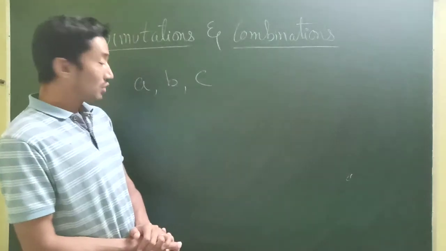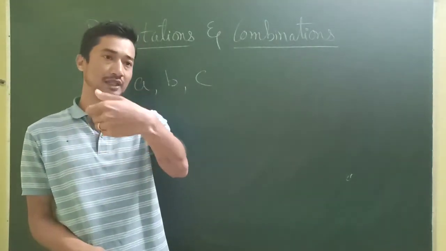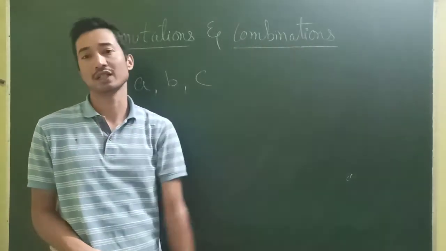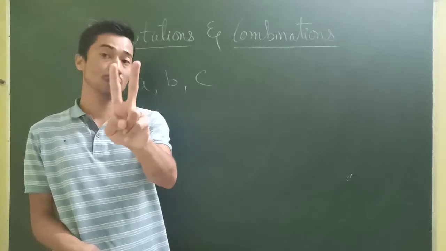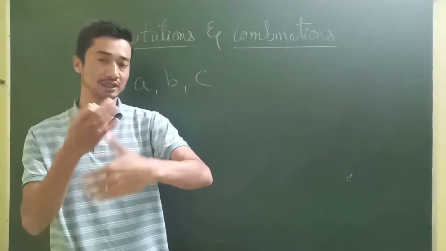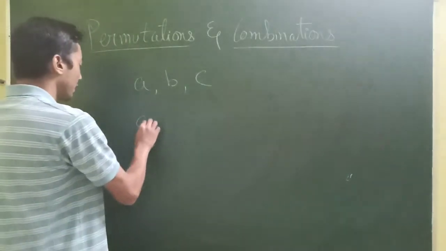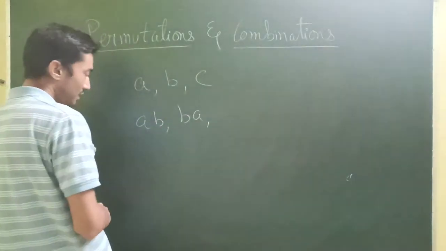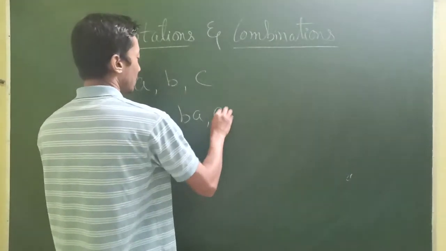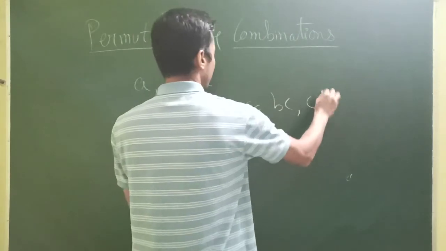Now, let us assume that I've given you three letters, A, B, and C. You take two letters at a time and make as many arrangements as you can. So let's try: A B, B A, A C, C A, B C, C B.